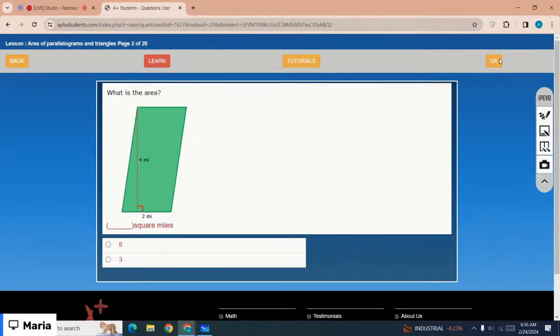What is the area? Which is the correct option? Half times base times height, right? No, that is a parallelogram, right? So you have to do length times width. Sorry, you have to do length times width, 2 times 4. The correct option is 8 square miles.